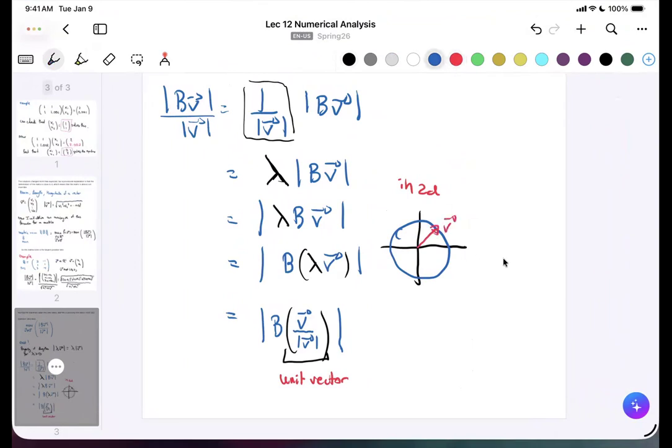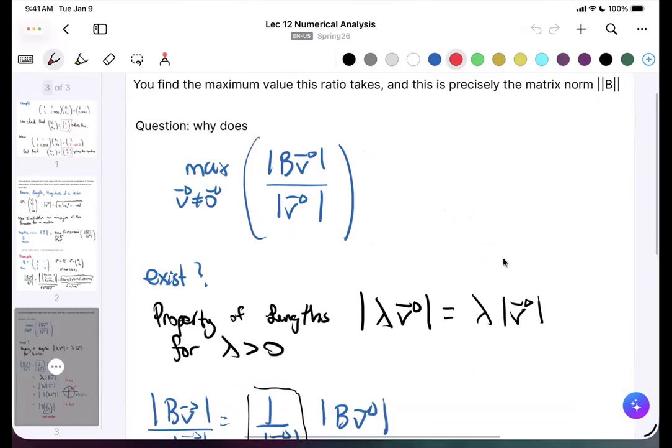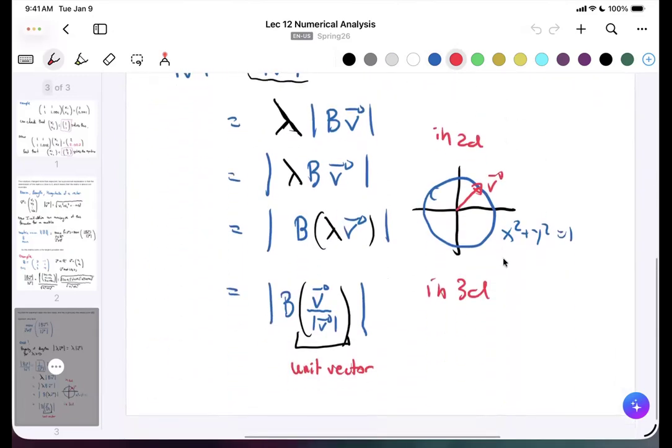So this is the unit circle, x squared plus y squared equals 1. And for example, in 3 dimensions, what is a unit vector? A unit vector is a vector that lives on the unit sphere. So that would be a vector on the unit sphere. Sometimes this app is crazy.